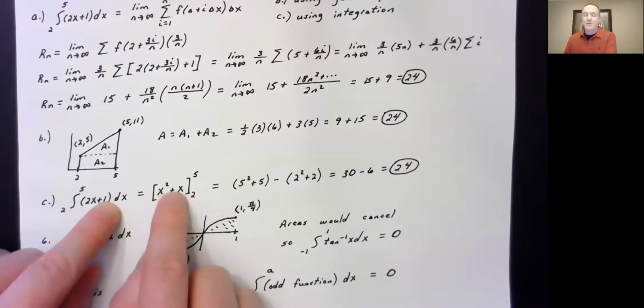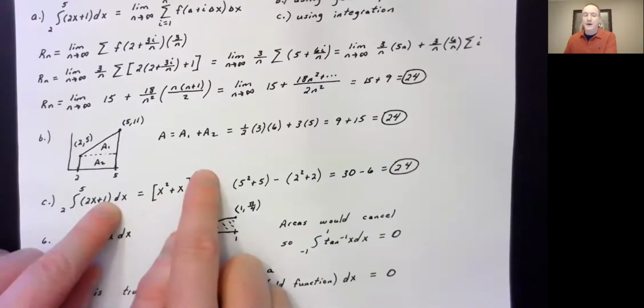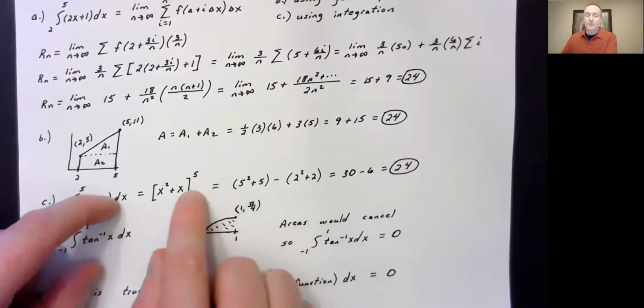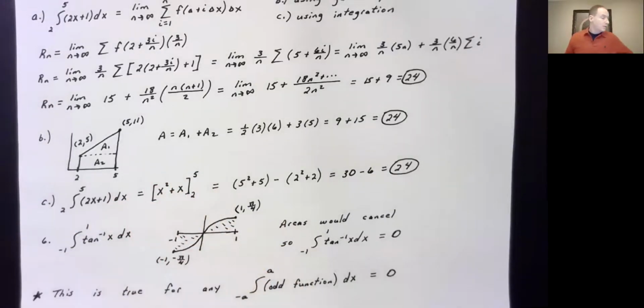Now you're evaluating that integral from 2 to 5. Now it's correct when you evaluate an integral, you can use the bracket notation like I'm using here, or earlier you might have noticed I just used a vertical bar in the evaluation. That's also correct.